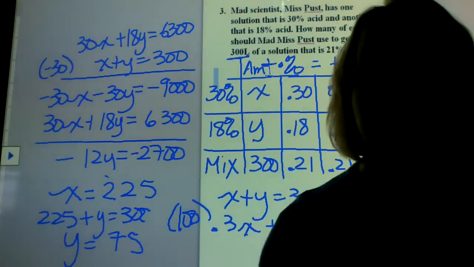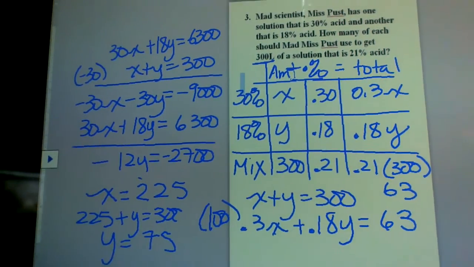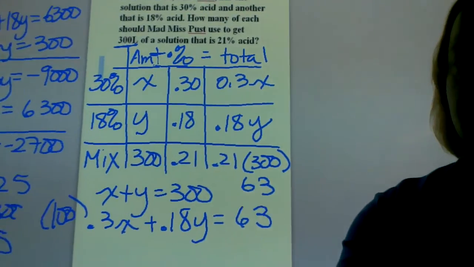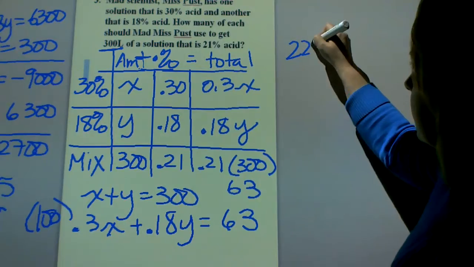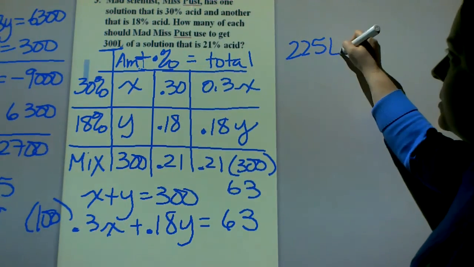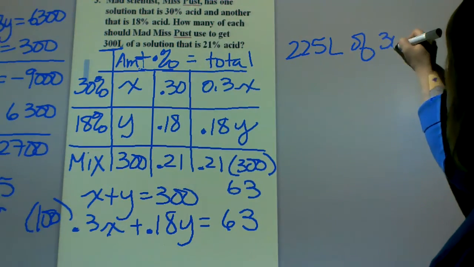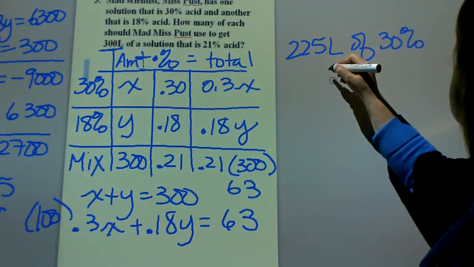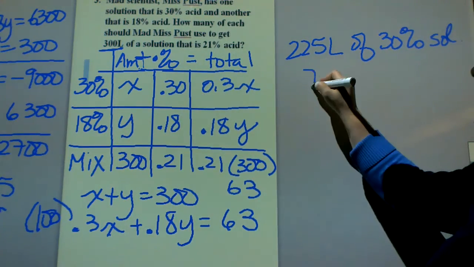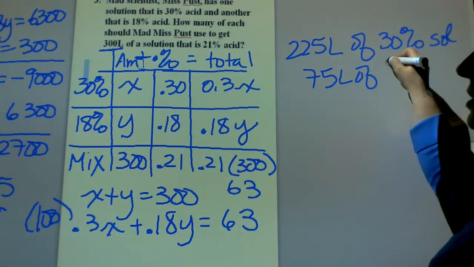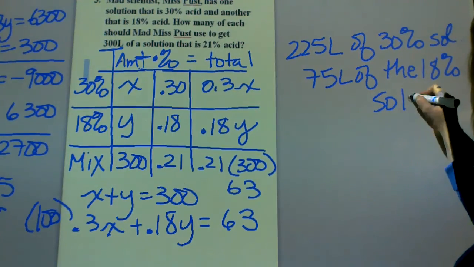And then at the end, you're going to go ahead and write out what it means in terms of the problem. So the final answer will look like 225 liters of the 30% solution and then the last one will be 75 liters of the 18% solution.